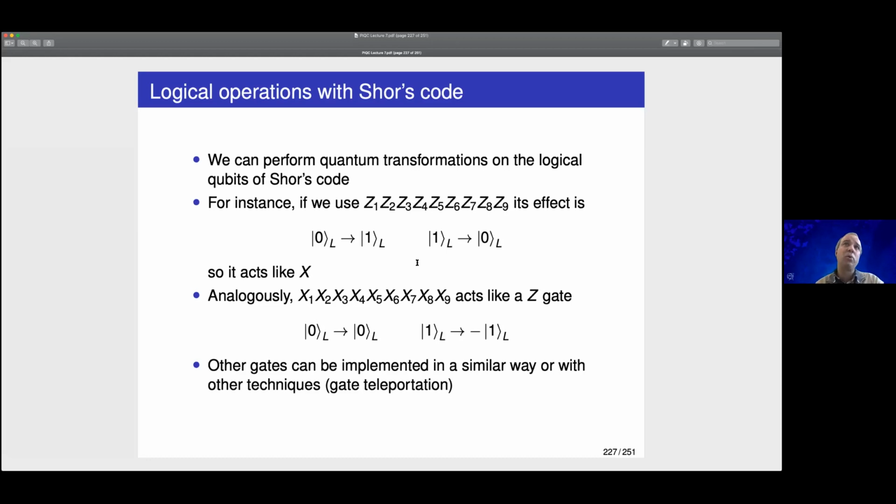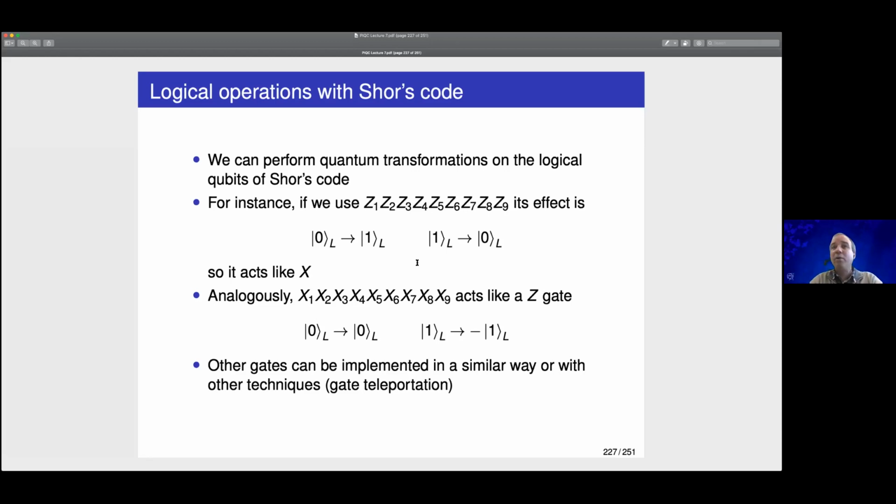For instance, Shor also defined a more complicated way of doing, for instance, a Toffoli gate on this 9-qubit code in a fault-tolerant way, so the errors do not propagate from one block to the other.